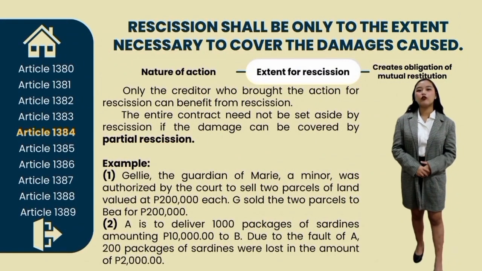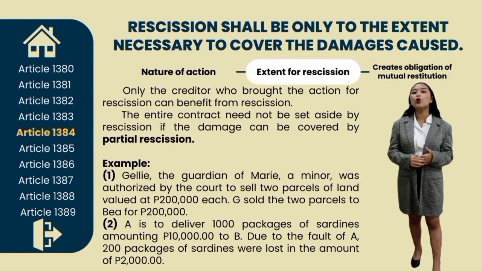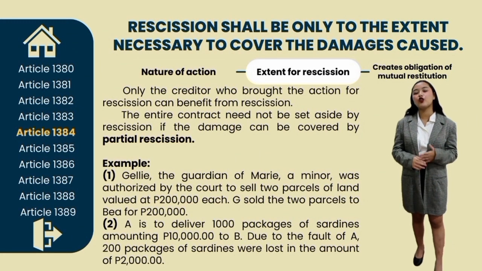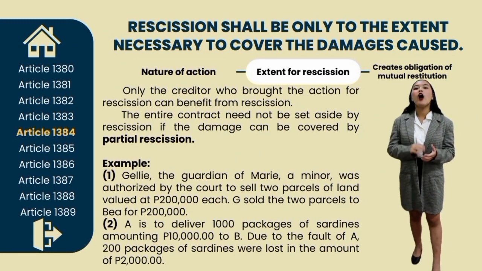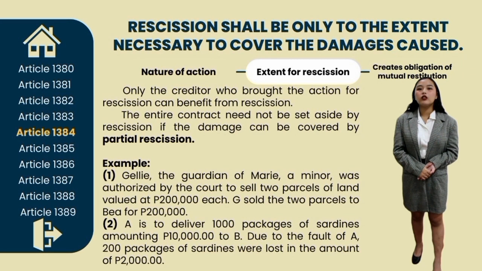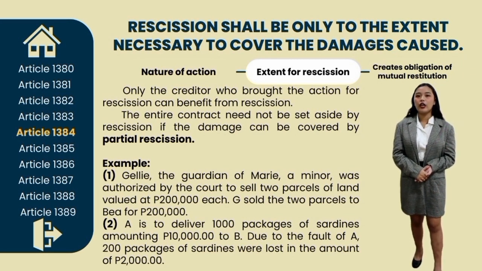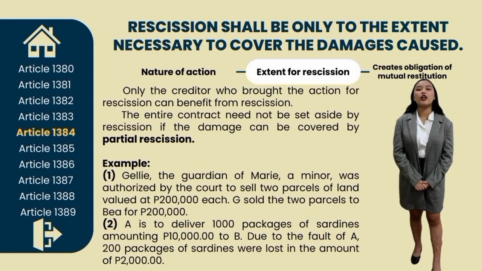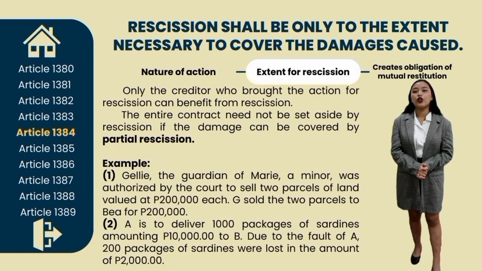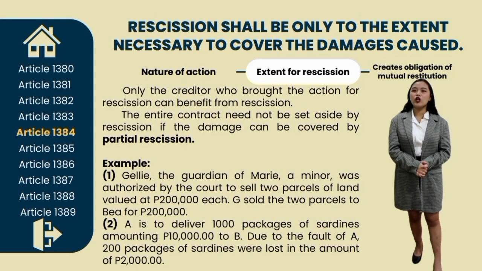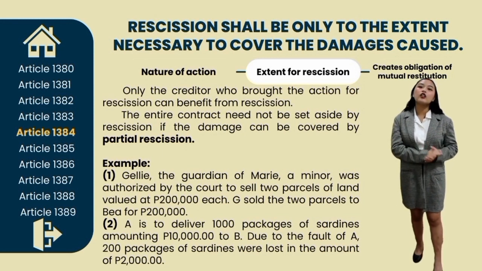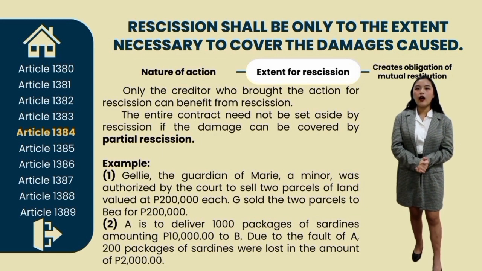Article 1384 states that rescission shall only be to the extent necessary to cover the damages caused. Under this article, only the creditor who brought the action for rescission can benefit from rescission. This means that rescission will only be in favor of the plaintiff creditor and not all the creditors given the cases. So those who are strangers to the action cannot benefit from its effect.